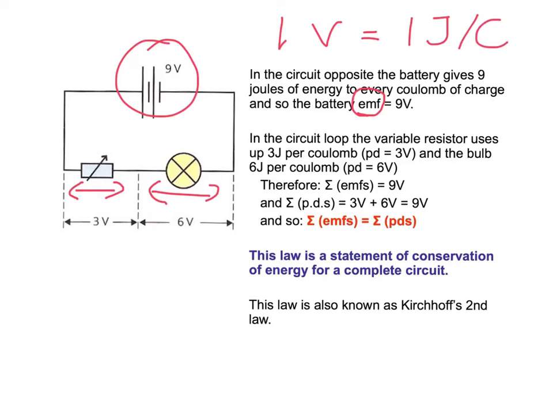So in general, we say that the sum of the EMFs is equal to the sum of the PDs. So if we had more cells at the top here, you'd add those up and they would equal the sum of the PDs across each component. And this is known as Kirchhoff's second law.